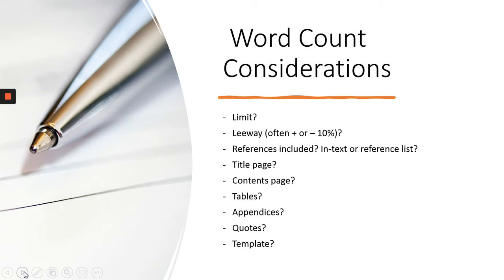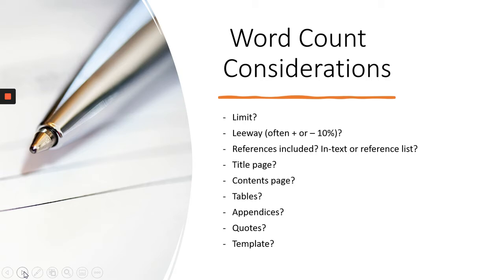Check whether your university or school gives you any leeway on the word count. Often you can go under by 10% of the total word count or over by 10%, which can be really helpful. Also check whether references are included in the word count. Sometimes the reference list is excluded, but the in-text references count, and other times the in-text references are also excluded. So check that first.